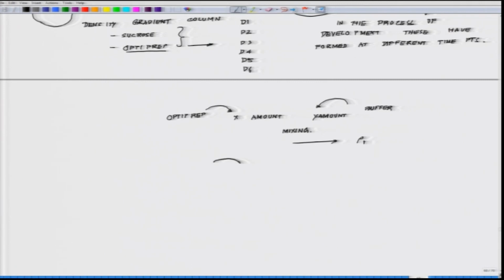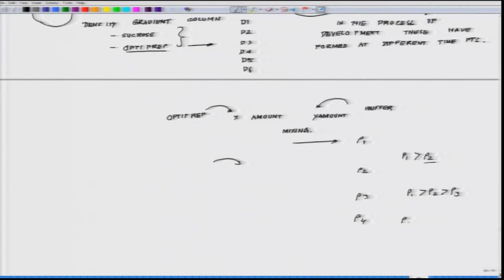Now, I mix them in another ratio and achieve density 2, assuming density 1 is more than density 2, so density 2 is lesser dense. Then I make density 3, then another one, density 4. I am just mixing a small amount, maybe 1 ml each. So, I get density 1, density 2, density 3 and density 4. Let us just stick to 4.